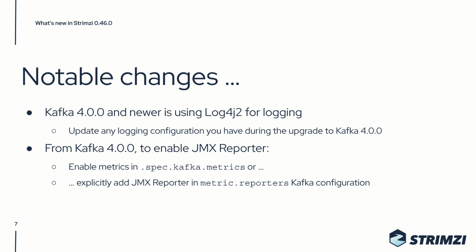There were also some notable changes. The first one is about Kafka 4 using the new version of Log4j, so using Log4j 2. It means that you have to update any logging configuration you have if you plan to upgrade to Kafka 4. Also, still regarding Kafka 4, in order to enable the JMX reporter, so to expose the Kafka metrics by using JMX, you have two ways. The first is the usual one provided by Strimzi, so enable the metrics in the spec.kafka.metricsConfig field within your Kafka custom resource. The other one is to explicitly add the JMX reporter in the metric.reporters Kafka configuration parameter, within the Kafka configuration in your Kafka custom resource.